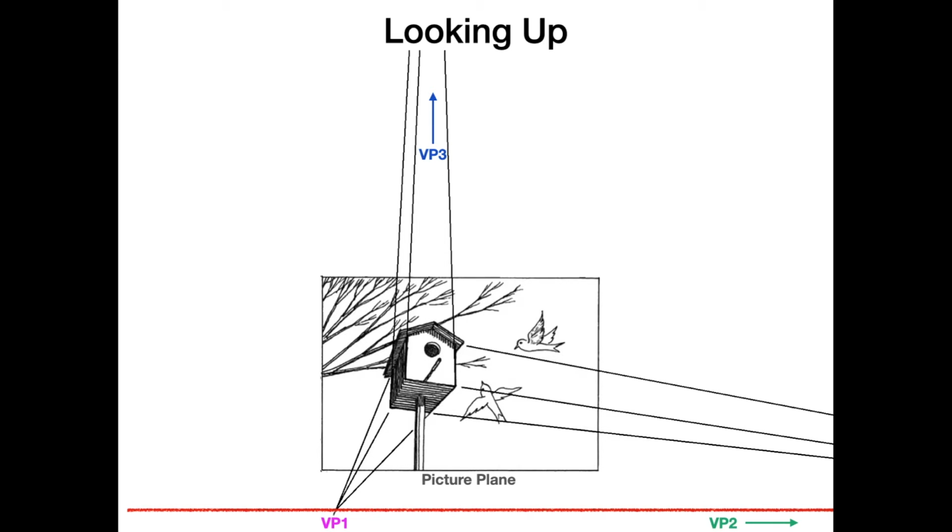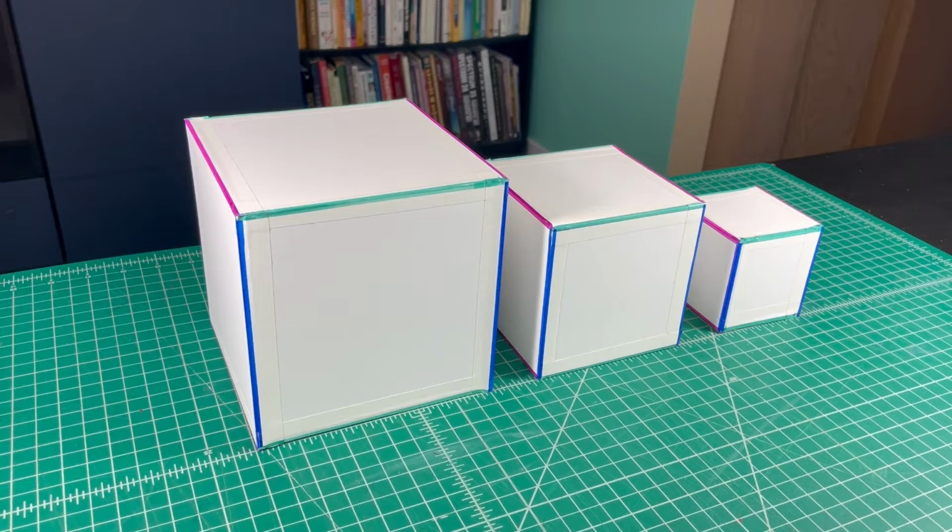Now let's take a look at what this looks like in real life. So here we are again looking at our 3 cubes, and we are now in 3-point perspective. And what makes this scene 3-point perspective? It is because we are now looking down at this scene. My camera is now tilted downwards so it is facing towards the ground.